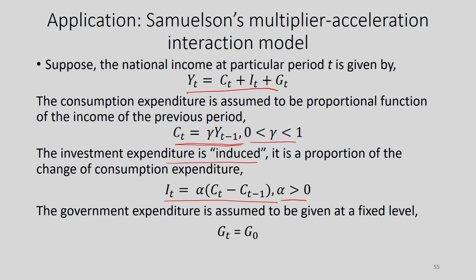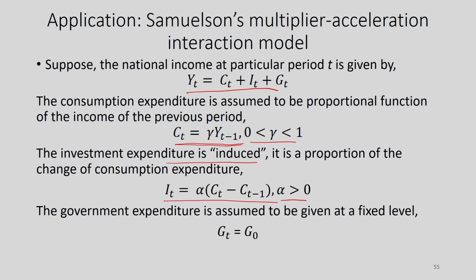So, what is the justification for this? This is something new. I_t, that is investment in a particular period, depends on the change in the consumption expenditure, right, C_t minus C_(t-1), that is the change in the consumption expenditure. Now, what is the rationale for this?